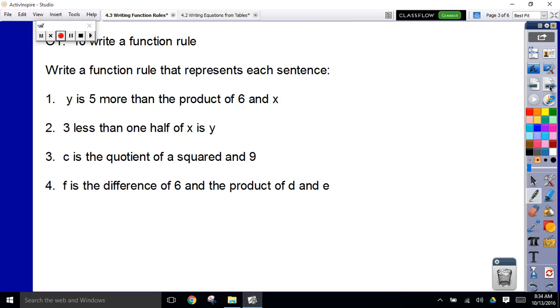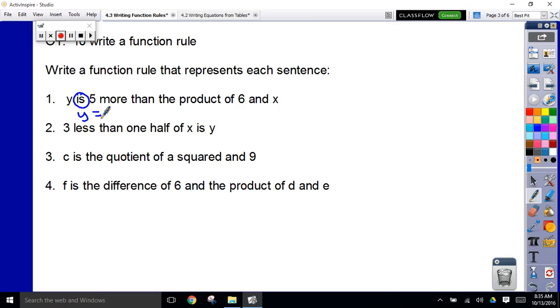Okay, so our first objective is just how to write a function rule. And again, this is similar to writing expressions. We have y is 5 more than the product of 6 and x. So what we're going to be writing here is an equation. And when we look for the word is, that usually means equals. So if we have y is something, it means that y equals something. So y equals, and then the remainder, 5 more than the product of 6 and x, you're just writing an expression for that side, just like you did in the writing expressions lesson.